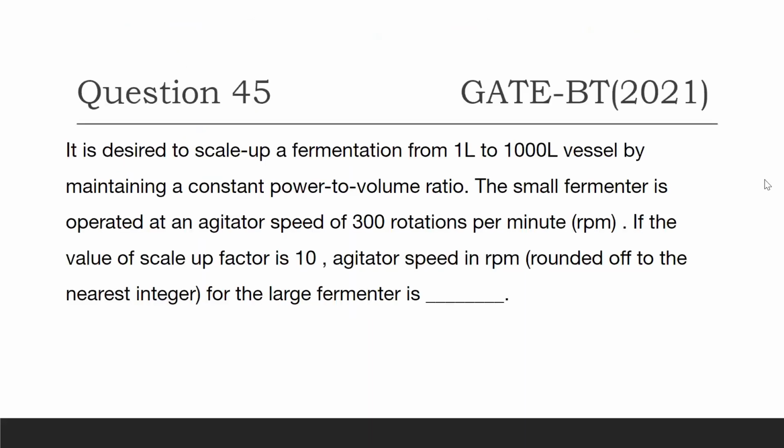The question now asks you for the answer rounded off to the nearest integer. So the answer is 65 RPM.